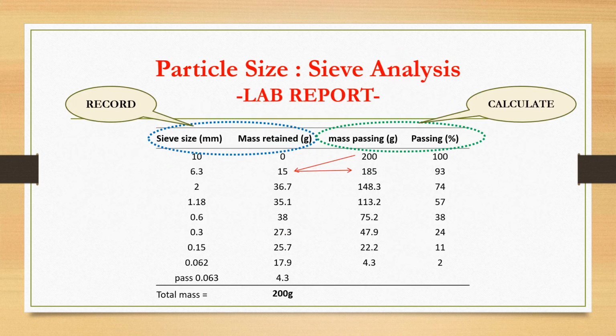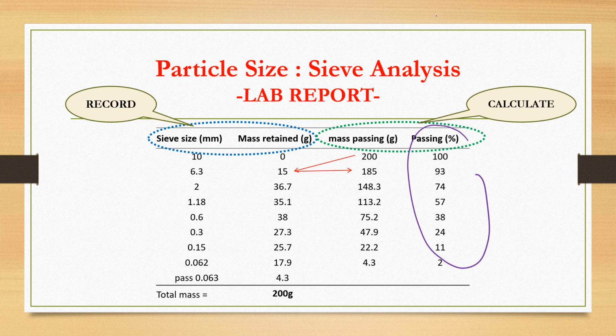This is an example of data recorded and calculated after carrying out a sieve analysis test. To calculate mass passing, you simply total up the mass retained for each sieve, then subtract the mass retained on each sieve respectively. I'll explain it one by one.